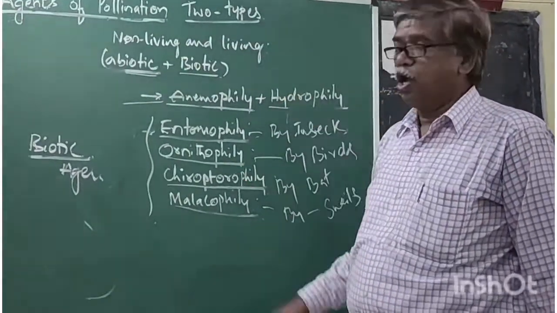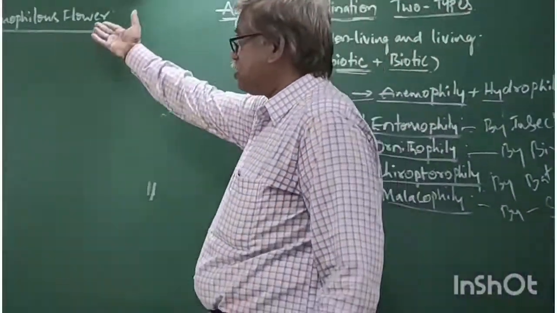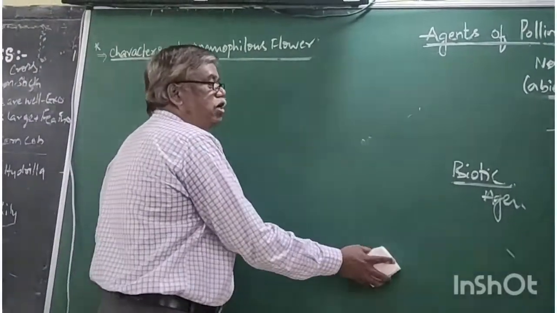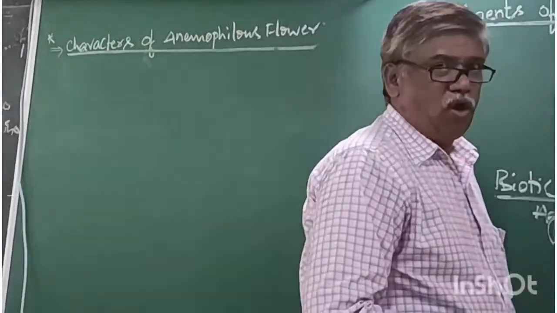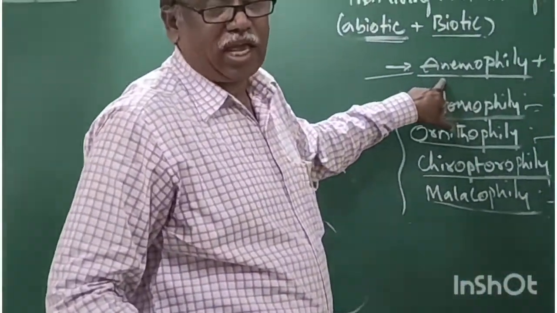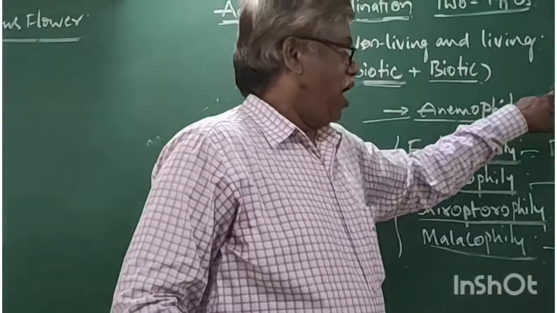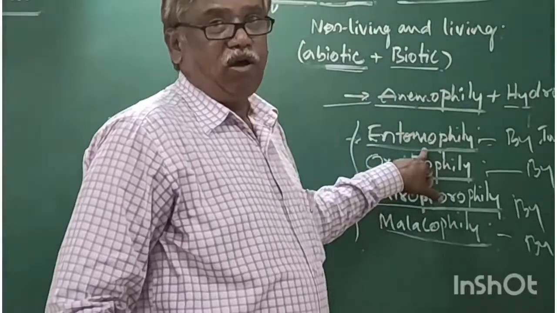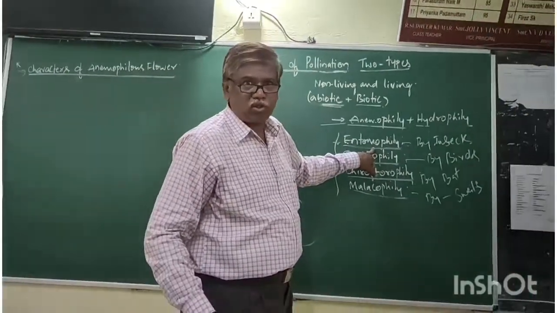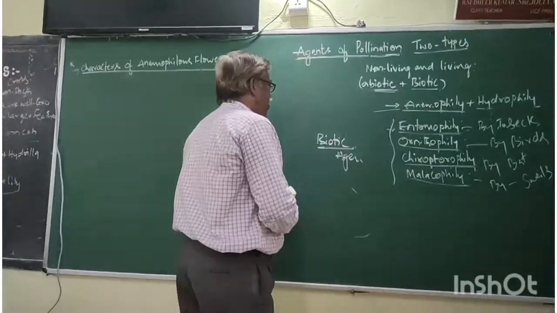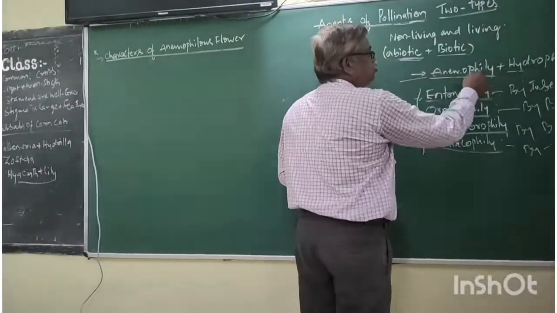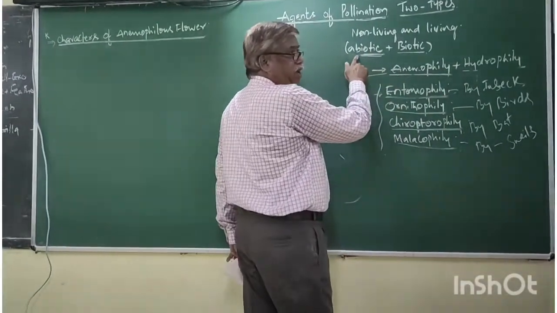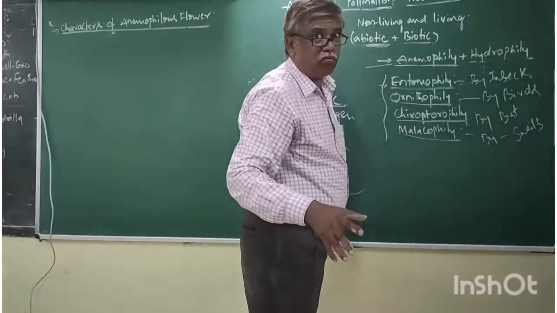Now come to the characters of anemophilous flowers. According to the syllabus, we can discuss characters of anemophilous flowers, hydrophilous flowers, and entomophilous flowers. Right. These are the three flowers. Sometimes they ask questions on these in theory exams. Now, anemophilous and hydrophilous belong to which category? Abiotic. Anemophily is the common mode.